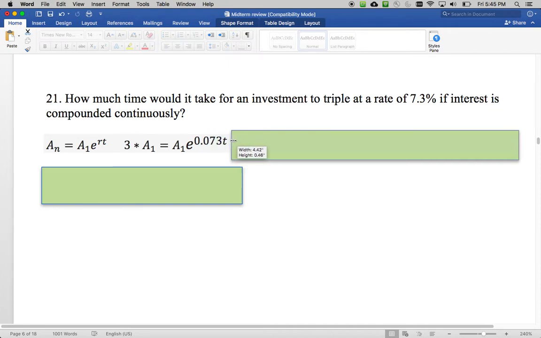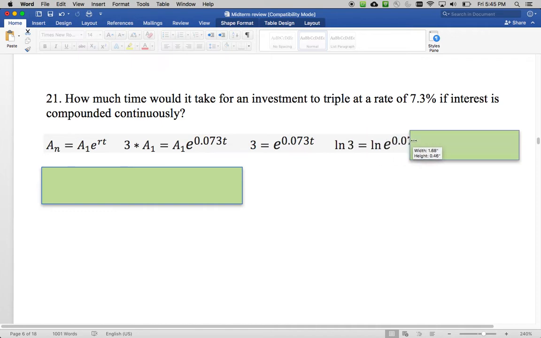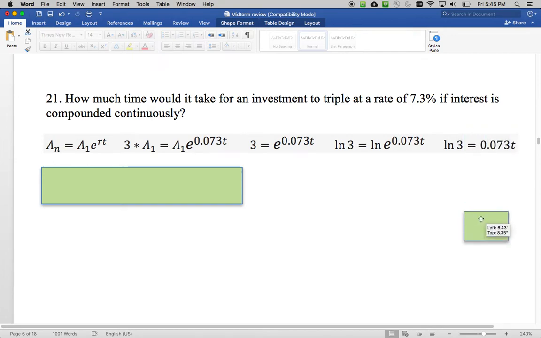0.073 times t. And so the easiest thing to do, divide both sides by a sub 1. That's going to leave us with 3 equals all of that. And now we want to get rid of our e, and to do that we're going to do the natural log on both sides, and that will get rid of our e. So we'll have natural log of 3 equals this.